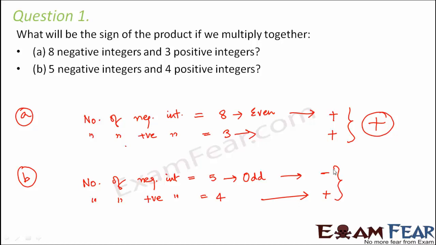So now, half part of the product would be negative and the remaining part of the product would be positive. So overall the product would be negative.